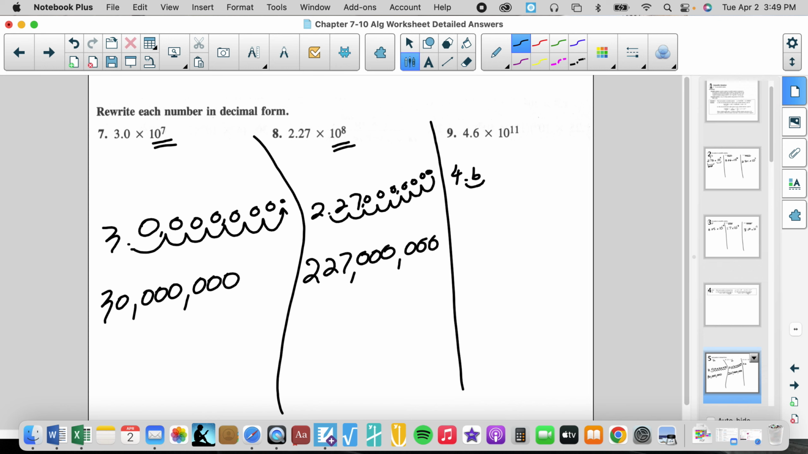4.6. I got 1, 2, 3, 4, 5, 6, 7, 8, 9, 10, 11. I got that many zeros. This is where you kind of tend to make mistakes. There's a, yeah, it doesn't look like a comma. So let's use a different color. That's a comma. That's a comma. Every 3. So 460 trillion.